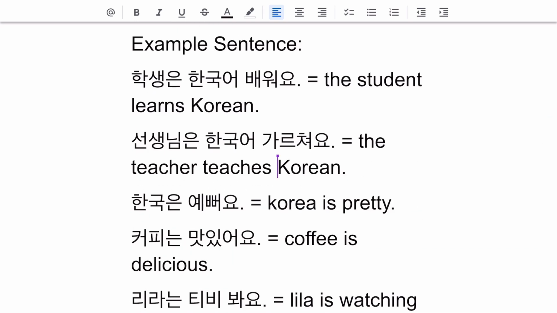So some examples. 학생은 한국어 배워요. 학생 is our student. Who learns Korean? The student does. So we put 은. The teacher teaches Korean. Could also be the teacher is teaching Korean. 선생님은 한국어 가르쳐요. 선생님 is our who in that sense. Who teaches Korean? The teacher does.